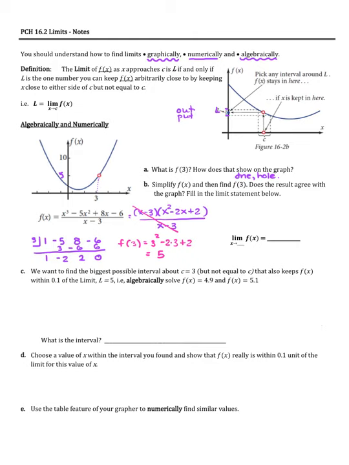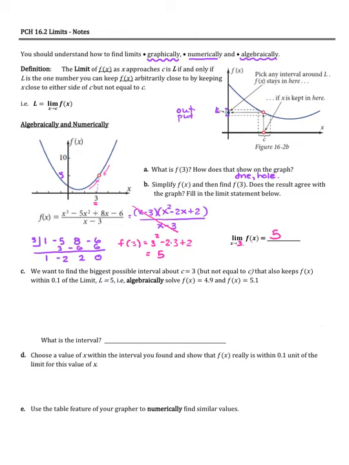So what's going on here is, as I'm approaching from both sides, my graph is approaching, the limit as x is approaching 3, so the x values are approaching 3, my y values are approaching 5. That would be my limit. All right, and that seems to make sense with what we see in the graph.